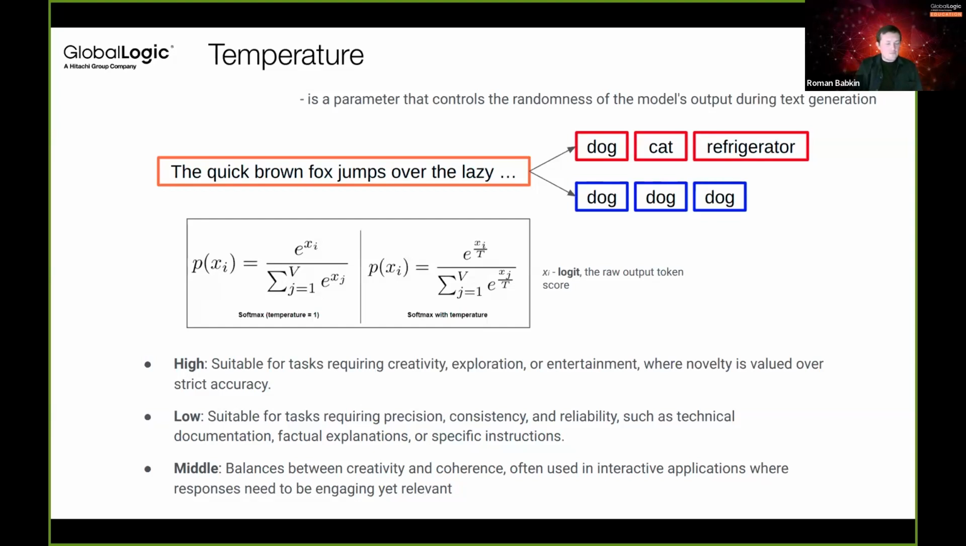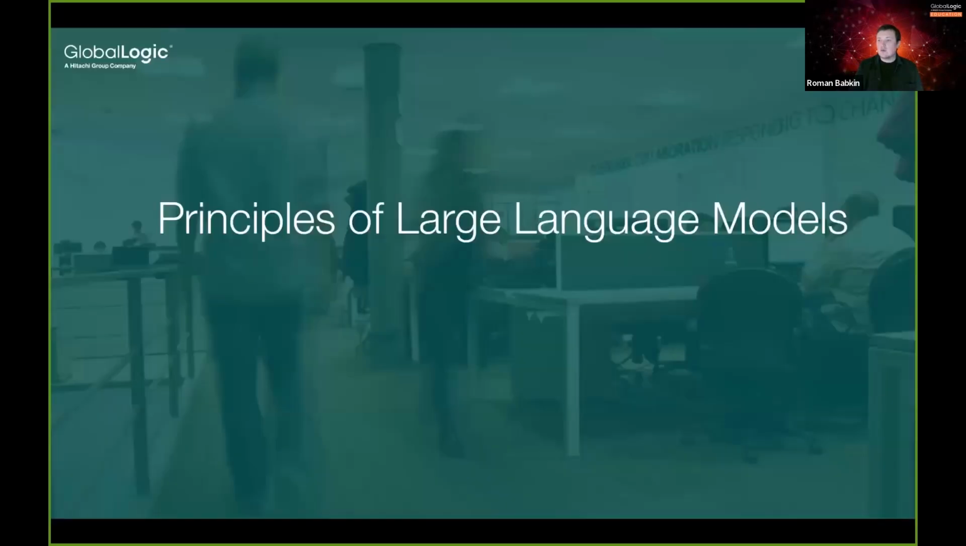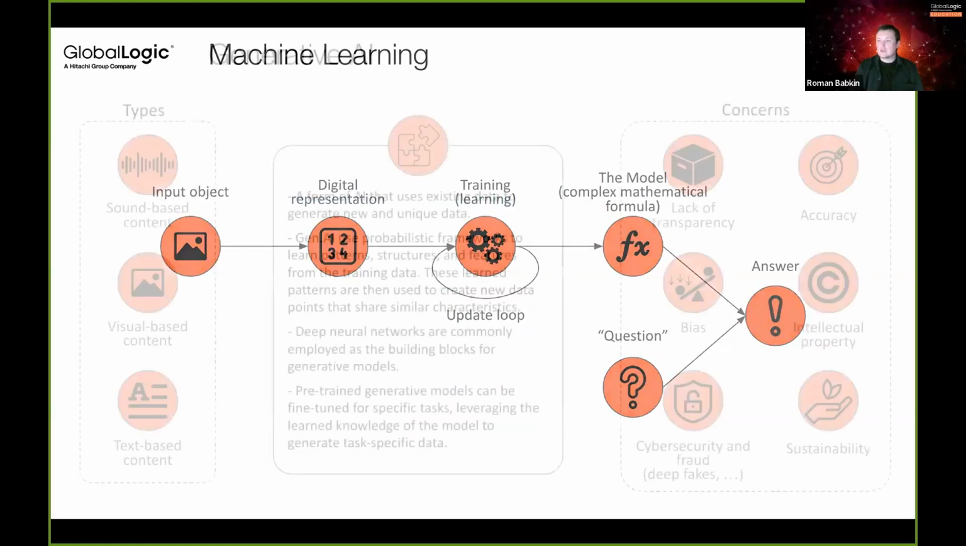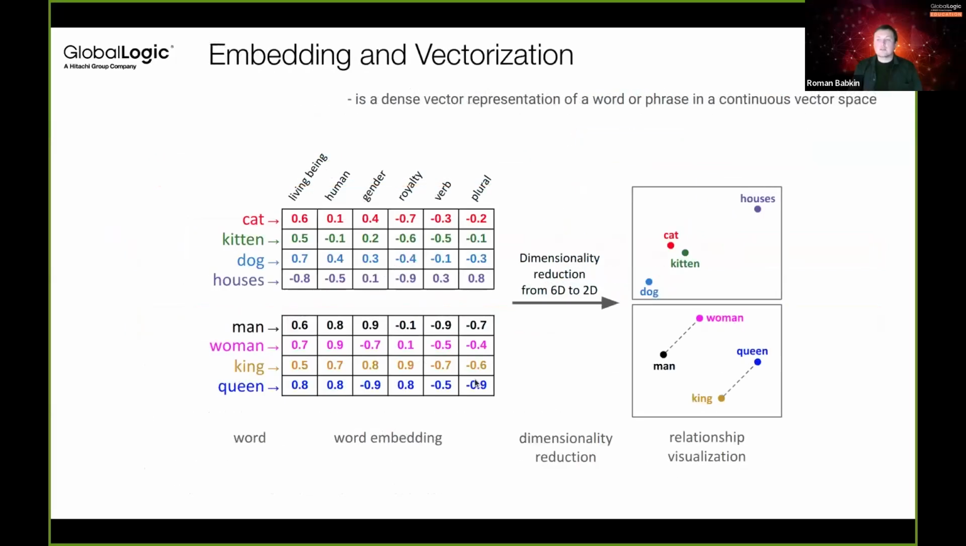Okay, a very, very important part is the embedding and the vectorization. So basically, this one is the part when I told you about the digital representation. It is a very critical part of the whole machine learning process, when we represent some human objects into mathematical words. And in this case, embedding and vectorization is what we are talking about.